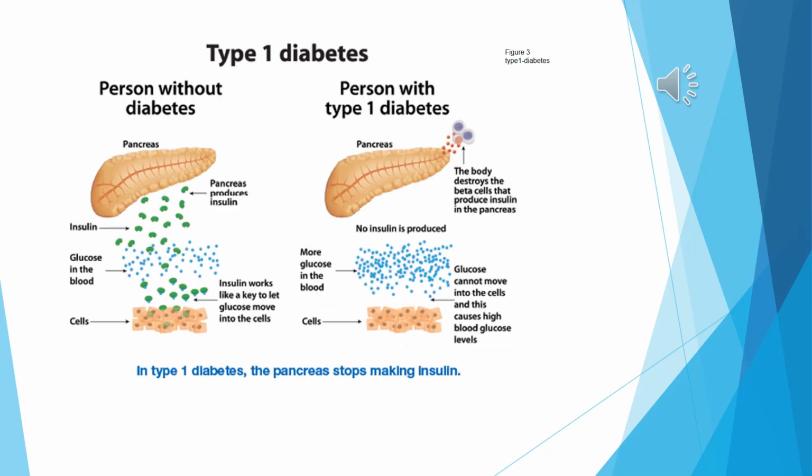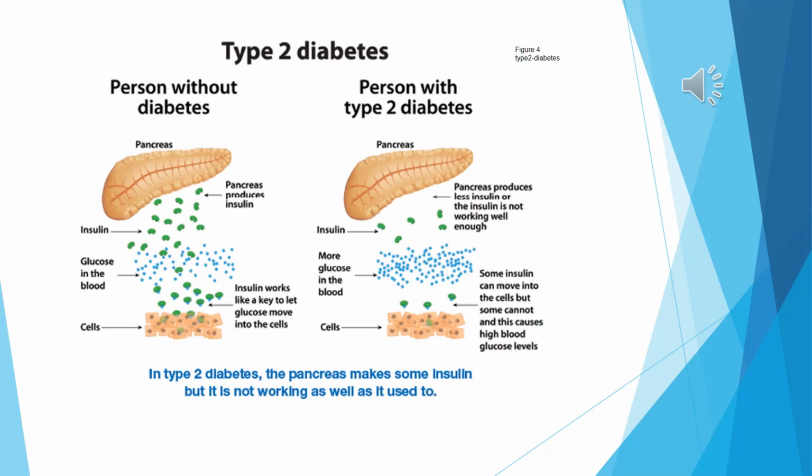Type 1 diabetes usually develops in childhood or adolescence when the immune system mistakenly destroys the insulin producing cells in the pancreas. People with type 1 diabetes require lifelong insulin therapy. Type 2 diabetes is more common and typically develops in adulthood. It occurs when the body becomes resistant to insulin or the pancreas does not produce enough insulin. Lifestyle factors, genetics, and obesity play a significant role in its development.